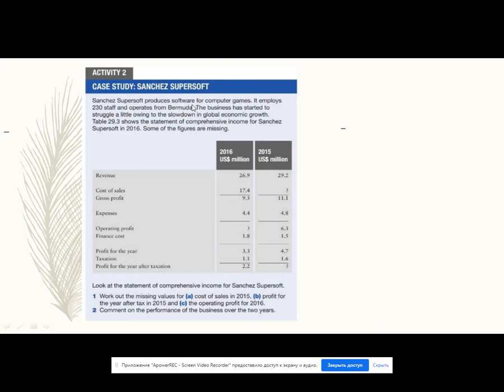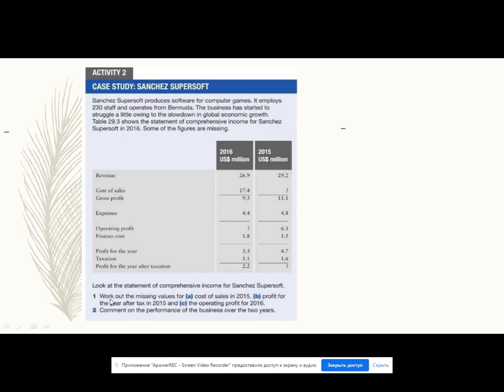Sanchez Supersoft produces software for computer games. Okay, that's clear. It employs 230 staff and operates from Bermuda. Wow. The business has started to struggle a little owing to the slowdown in global economic growth. Happens to many businesses these days. Table 29.3, this table, shows the statement of comprehensive income for Sanchez Supersoft in 2016 and 2015 as well, and some of the figures are missing.